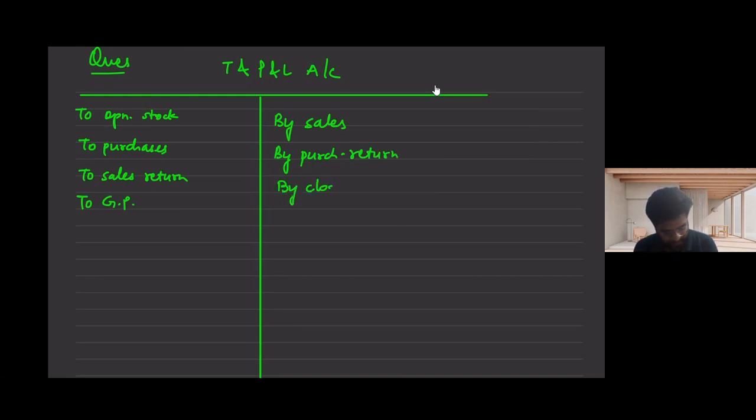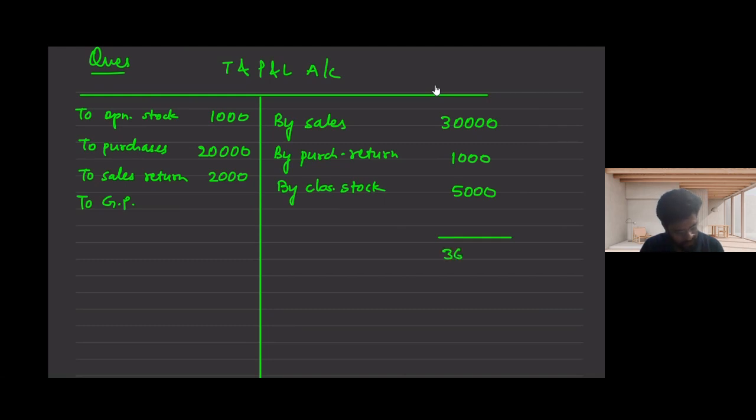sales is 30,000, closing stock is 5,000, and purchase return is 1,000. So total right now on the credit side is 36,000, and here I have 23,000 as of now. So 23 minus 36 will give me a gross profit of 13,000. Okay, that is my gross profit.